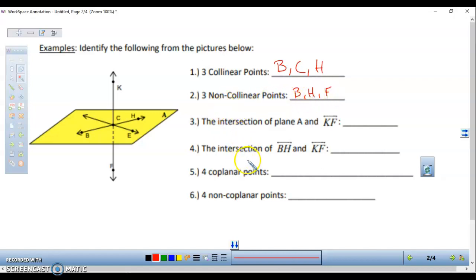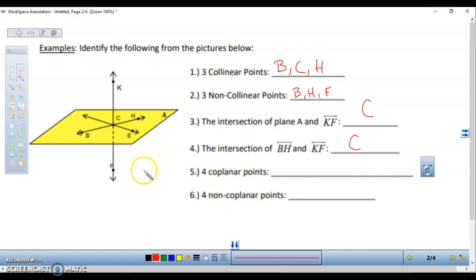They're non-collinear. The intersection of plane A, here's plane A, the yellow plane, and line KF. KF is this line that's vertically going through the plane right at point C. So just point C. The intersection of line BH, here's line BH, and line KF. And the only place that those two lines touch each other or have in common is, again, point C.